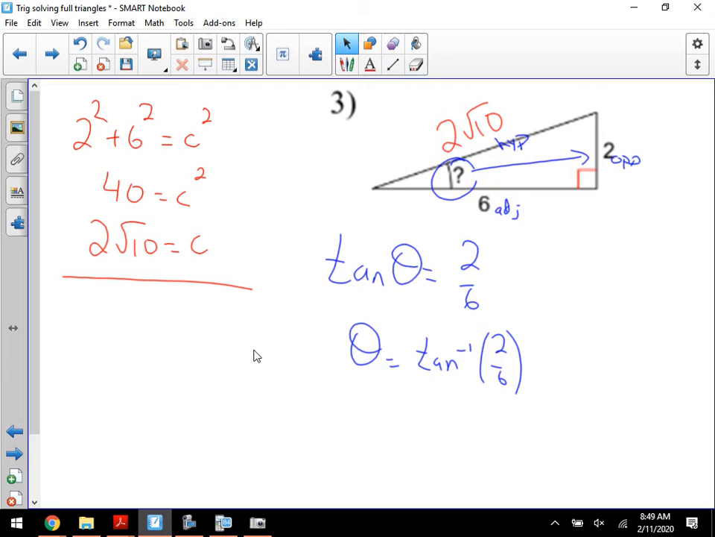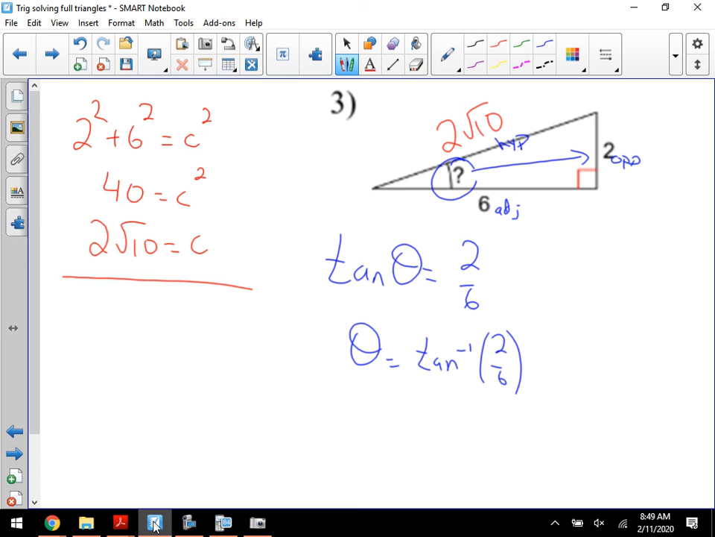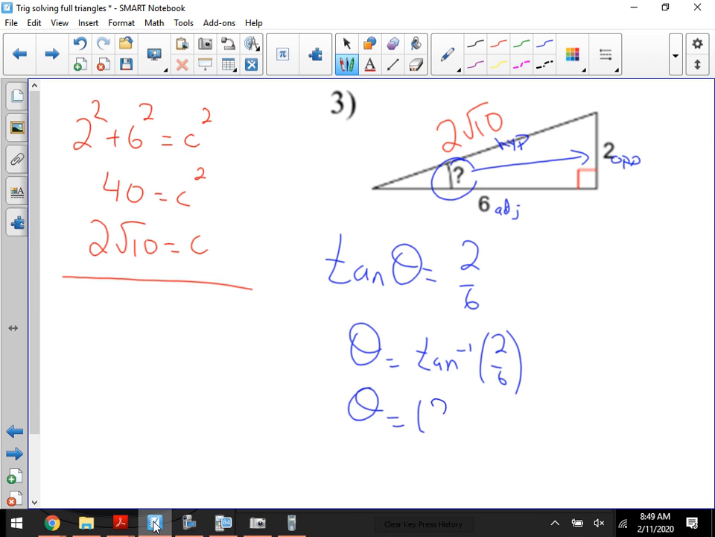What'd you get? Thank you. 18.43 for that theta. So I have 18.43 over here. Careful. What if that 18.43 was wrong? See what I'm saying? If that was wrong, will that third angle be right? No. So that's why you reuse your given and reset it.